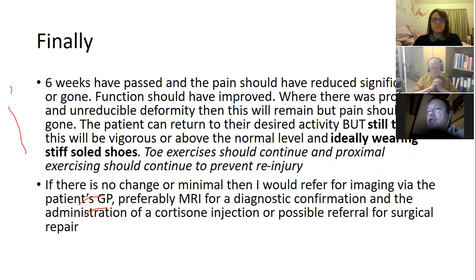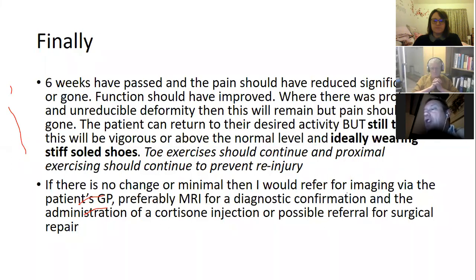And if the person wants to engage in vigorous activity or above their normal level, they should continue wearing those stiff-soled shoes with a slight heel raise in them. Not necessarily rocker, they don't have to remain rocker, but if they're doing sports, they might want to have a training shoe with a distal part of the sole that curves up. Toe exercising should continue, and the proximal exercising, the gastroc stretching, the bum squeezing should continue to stop re-injury.